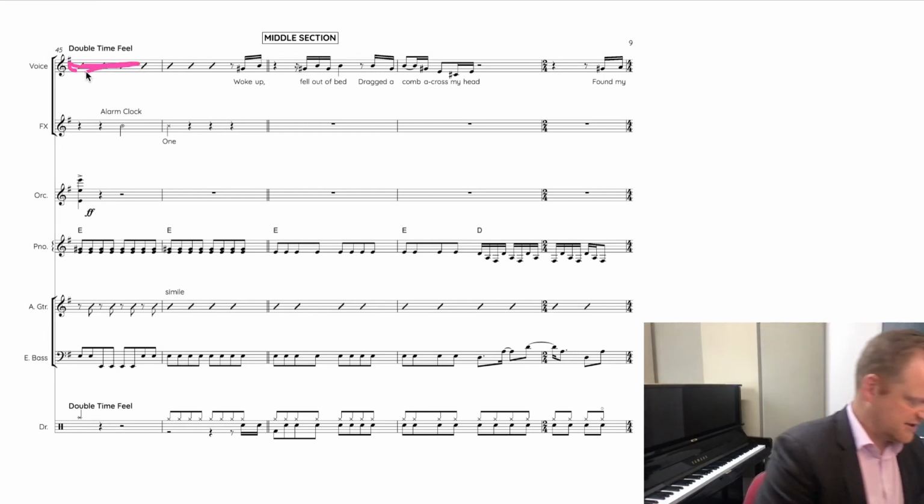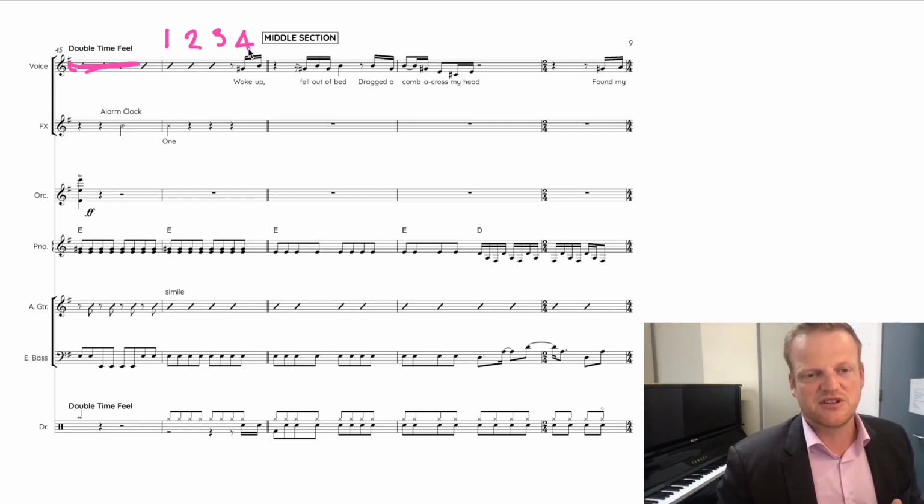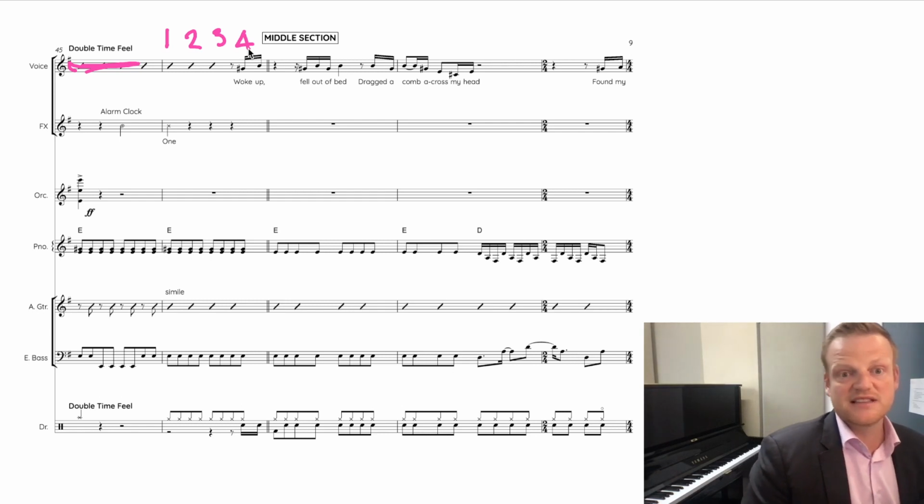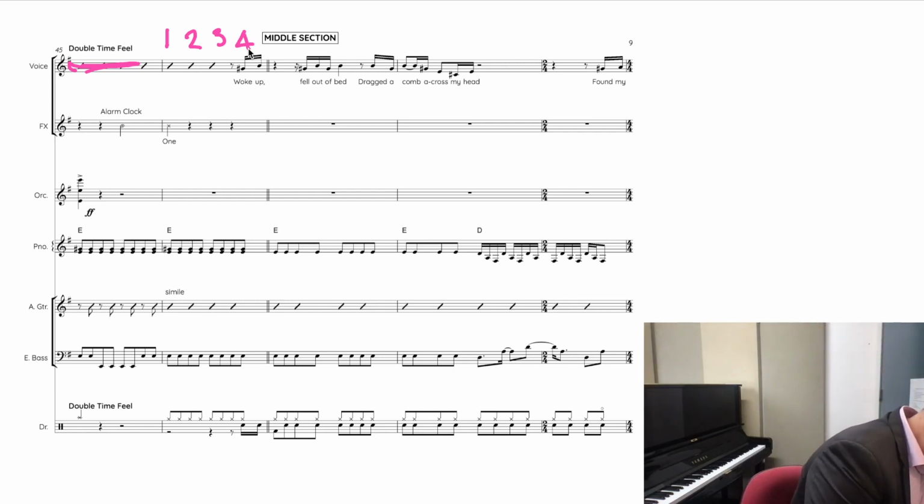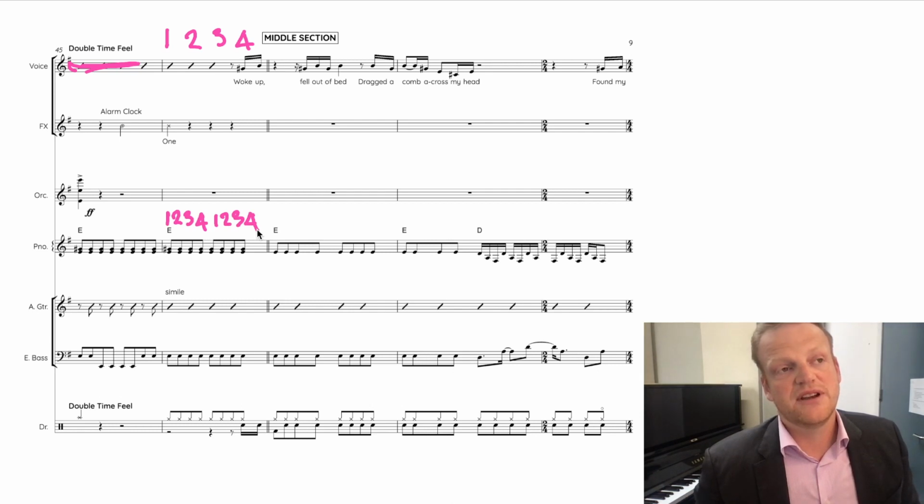What has been happening is the song has been going along at 1, 2, 3, 4. But in this middle section of the song, it feels like it's going twice as fast, or double time. So it feels like it's going maybe down here. 1, 2, 3, 4. 1, 2, 3, 4. So I've written double time feel.